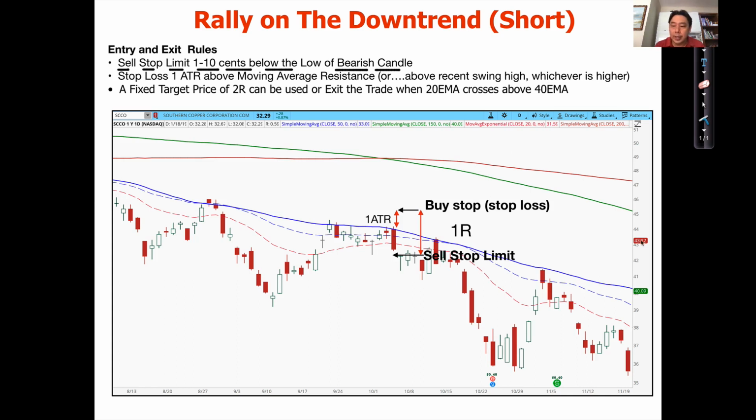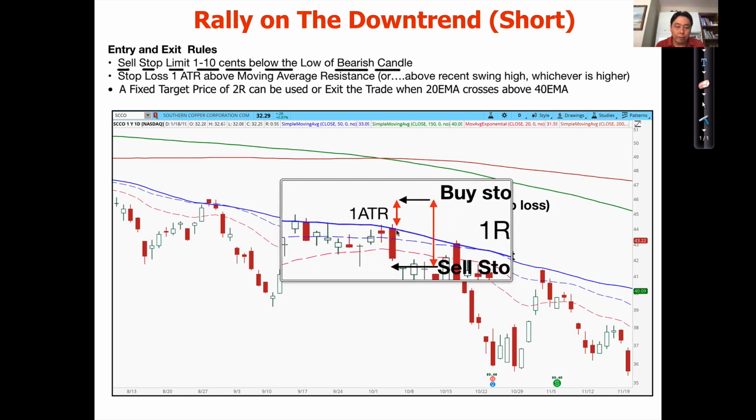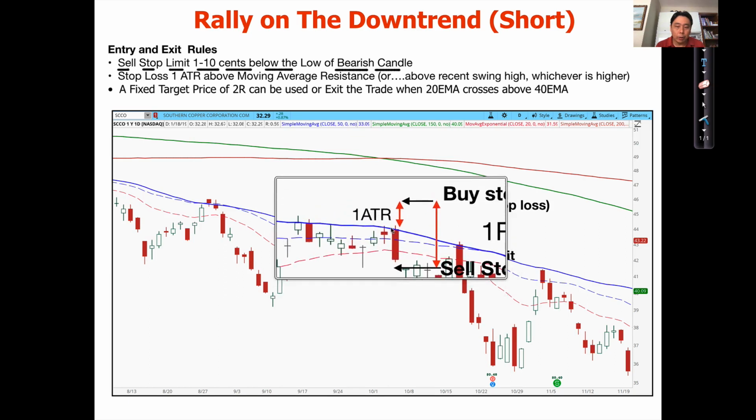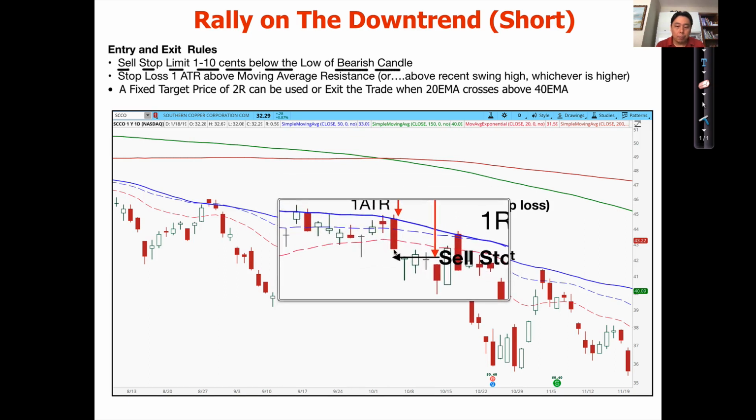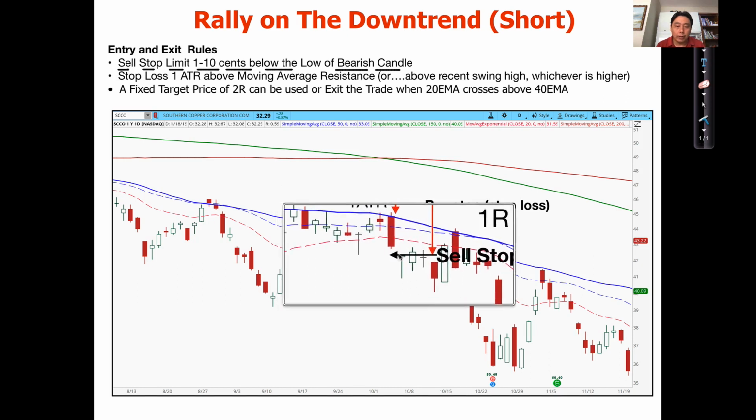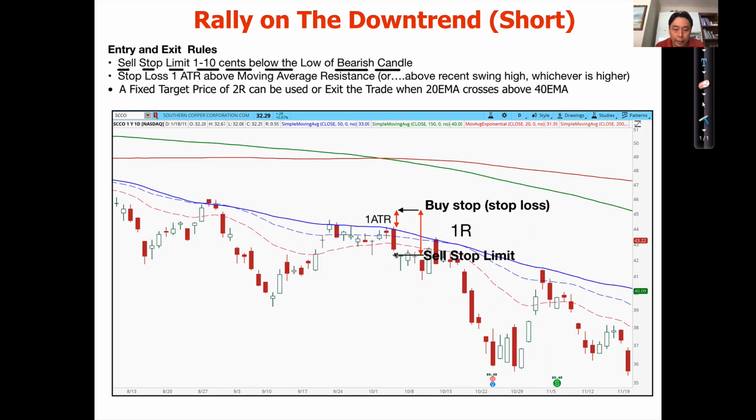Again, I've mentioned it before, 1 to 10 cents depending on the price of the stock. So in this case, it's a $40 stock. We could use 3 cents. All right, so that's our bearish candle that confirms the short entry, and we place the stop loss. We place our sell order right below that candle, right? So in this case, you'll be somewhere at about $42, 42 something plus, right?